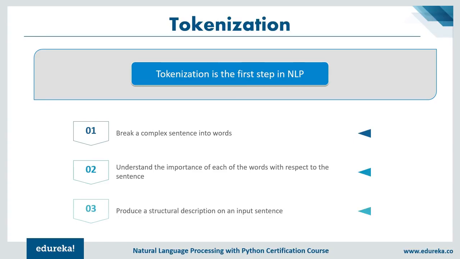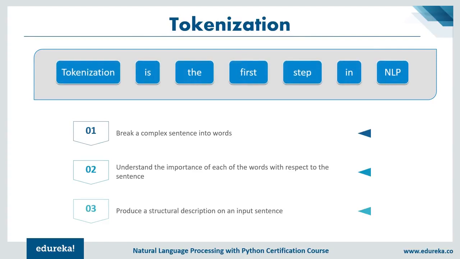So if we have a look at the example here, considering this sentence, tokenization is the first step in NLP. Now when we divide it into tokens, as you can see here, we have 1, 2, 3, 4, 5, 6, and 7 tokens here. Now NLTK also allows you to tokenize phrases containing more than one word. So let's go ahead and see how we can implement tokenization using NLTK.